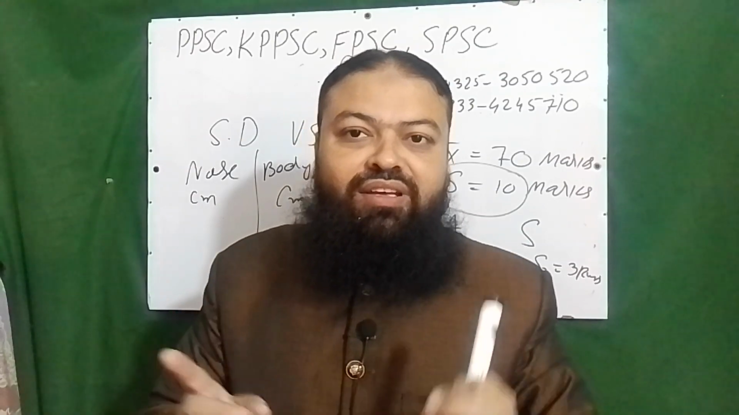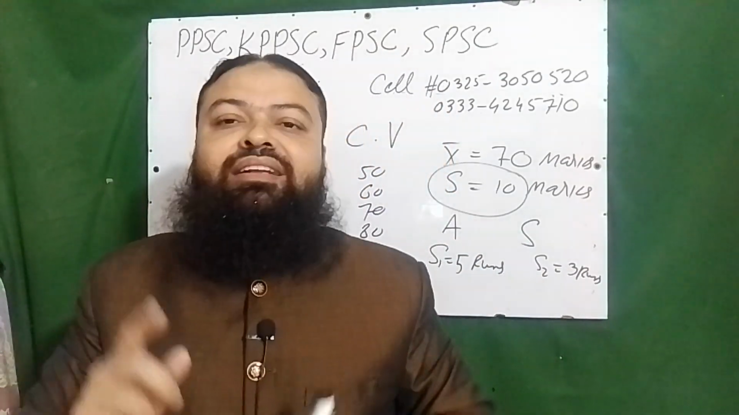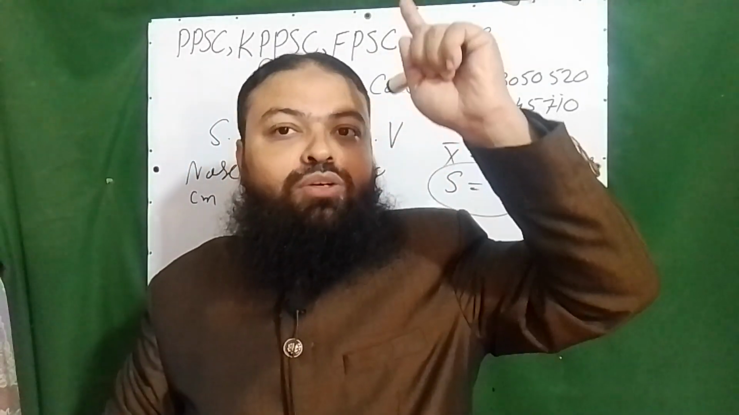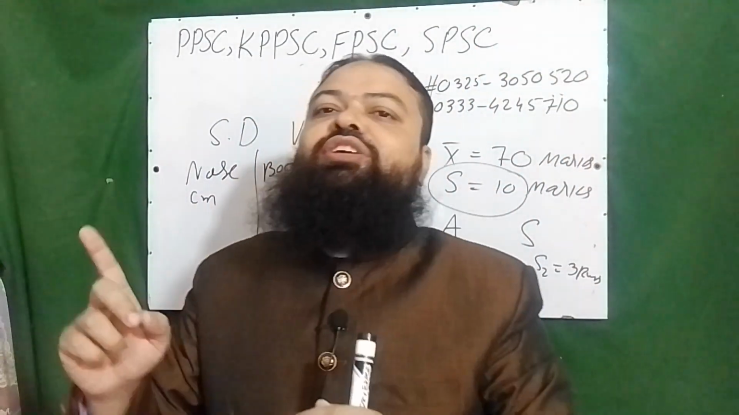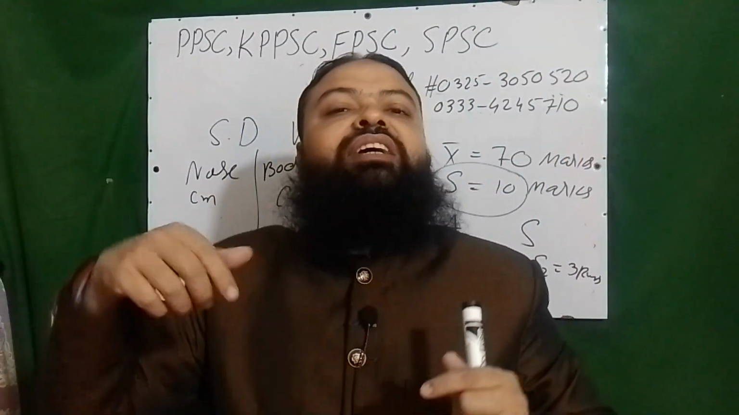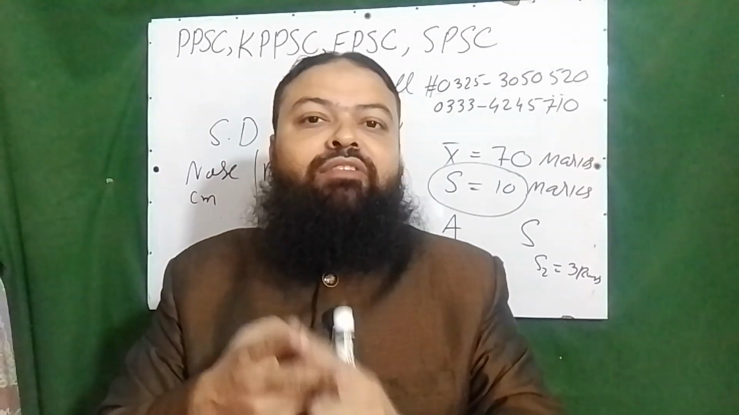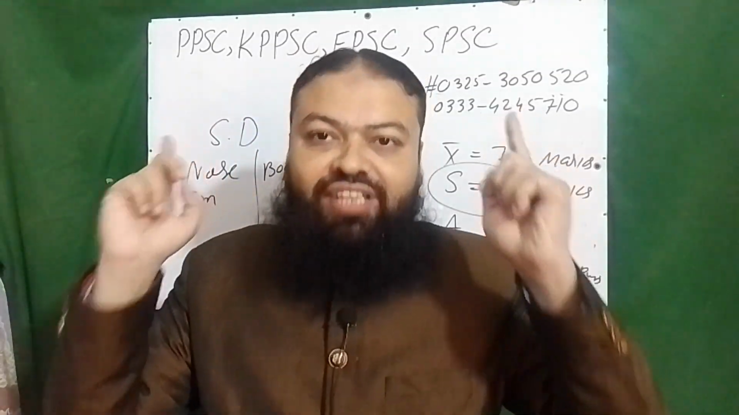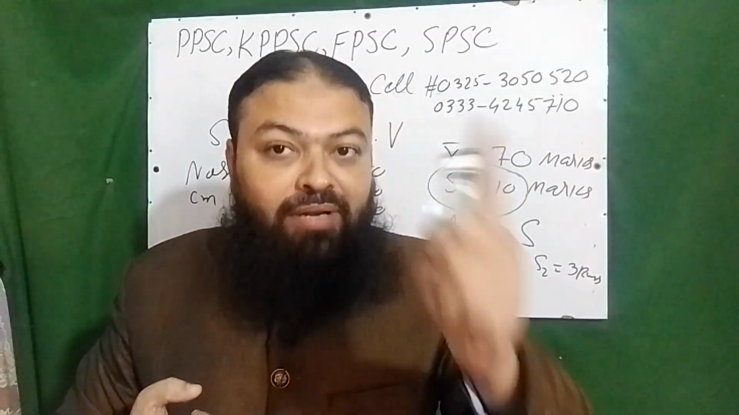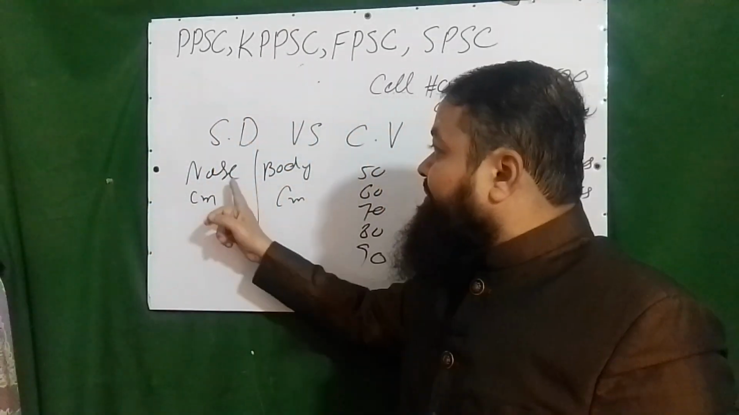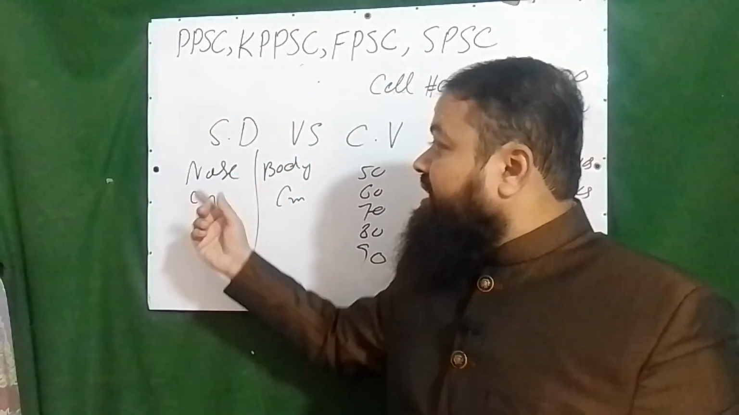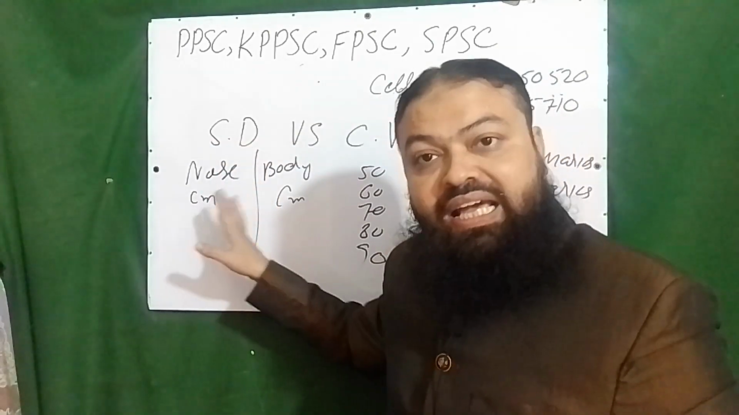So what did you learn? Number one, whenever we have one data set and the dispersion of the data and the original data have the same unit, you will use standard deviation for measuring the scatteredness of the values. Number two, whenever you have two data sets, both with the same units, standard deviation can be applied. But whenever you have nose height and body height, now you cannot use standard deviation, as I told you.